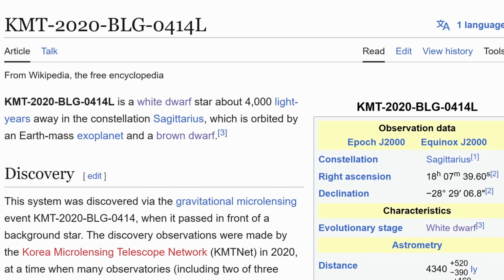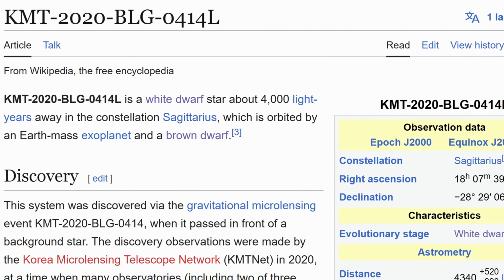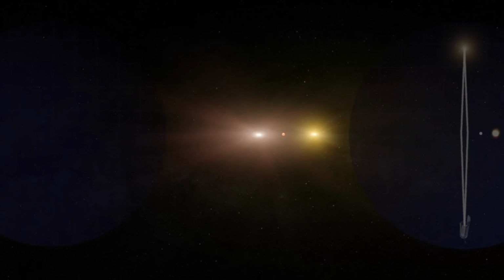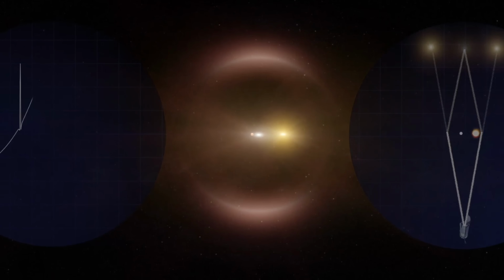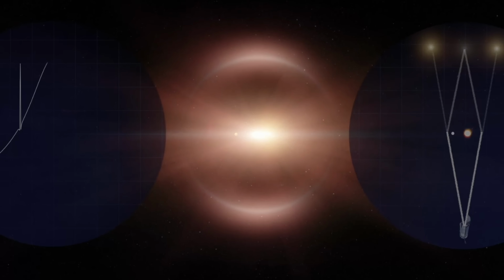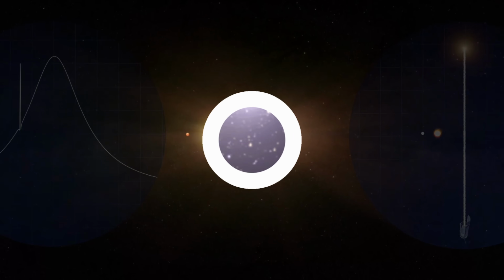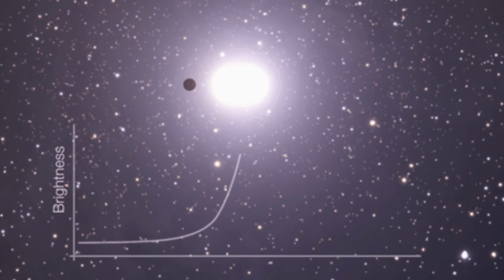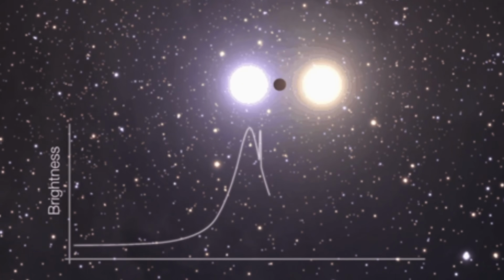This object, known as KMT-2020-BLG-0414-LB, was actually discovered using the technique known as microlensing, or essentially the observations we see sometimes when a distant star becomes relatively bright, or even very bright, for anywhere from a few days to possibly even a few years, to eventually dim back into its original brightness, which in essence then shows us that something very massive must have passed in front of a star to create these unusual effects.